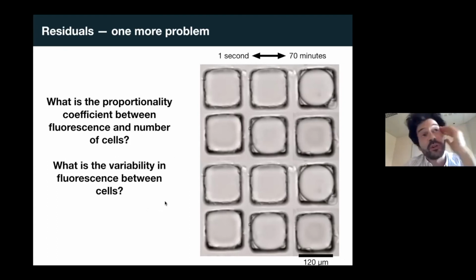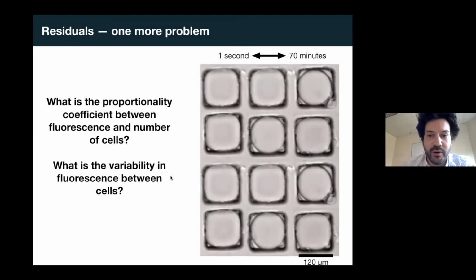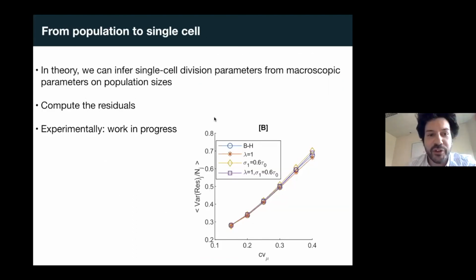So that actually means for us doing experiments with a better microscope, a confocal microscope, or counting the cells, getting rid of the fluorescence and counting the cells manually, and then we hope that we'll be able to see something. Okay, so that's the conclusion of the second part. So in theory, we can infer these single cell division parameters from the population sizes, which is for us very nice. We do this by computing the residuals, and experimentally, it's still a work in progress.